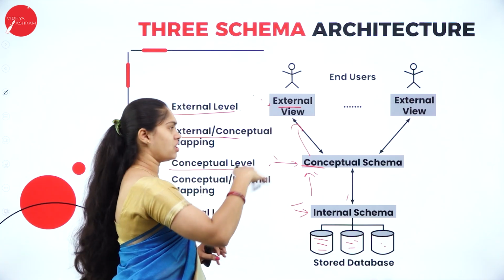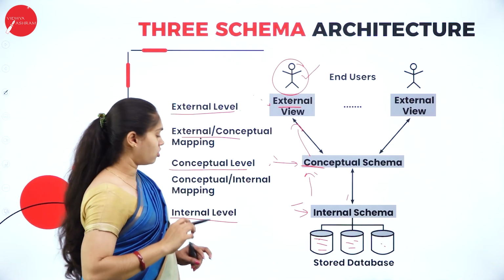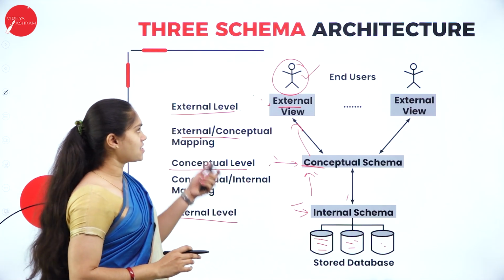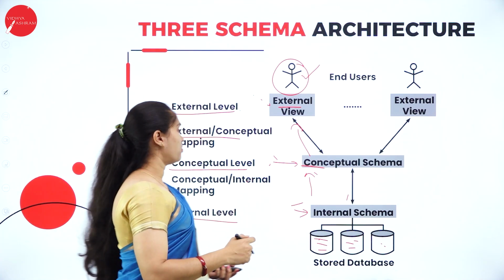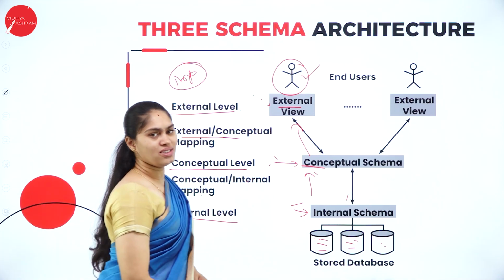There we have abstraction. The end user can see whatever they require, but they won't get to know how the data is actually stored. This is how the 3 schema architecture works. A very, very important question that you can expect in your examination as well.